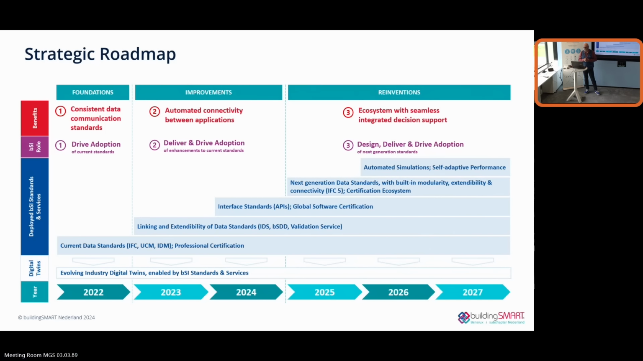As you can see here, we started this roadmap, of course, a long time ago, but we have now developed it to 2027, where we want to reach an ecosystem with seamless integrated decision support. And we do that by delivering, as you can see on the left-hand side, development of tools and standards. So now we have current data standards, to discuss a little bit about IDS later. We do linking and extendability of data standards. So we are combining all those data standards. We are developing APIs towards that ecosystem.